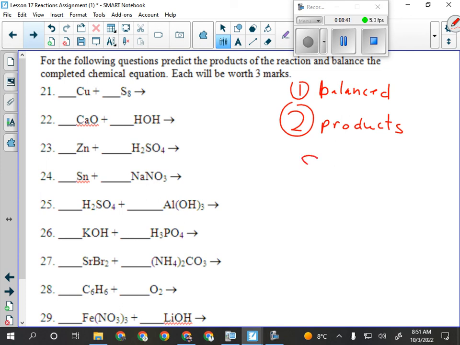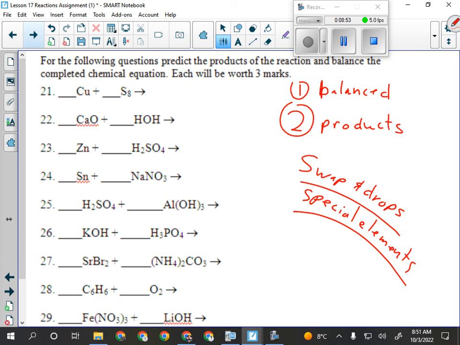Okay, and again, your tips here, double check your drops and swaps, and double check your special elements. Okay, those are the places where people lose marks. Okay, questions from you guys? All right, we have the rest of class to work on that. I would say probably some of you will finish. Okay, and most of you should be close. Right? If you stay focused, you shouldn't have tons of homework.